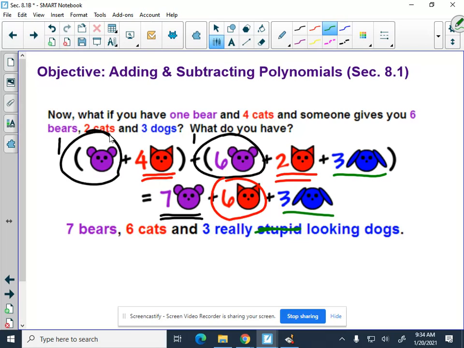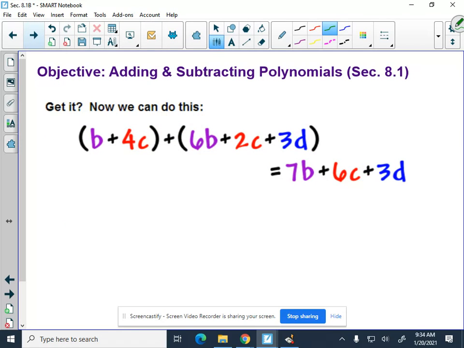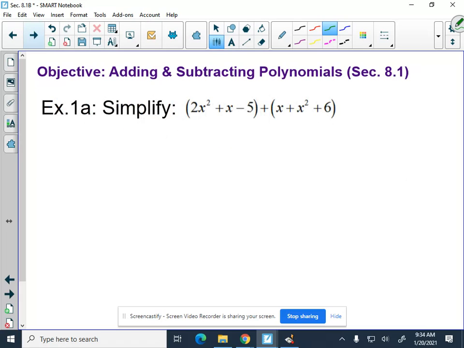But what we don't do is take 7 plus 6 plus 3 and say it's 16 bear-cat-dogs. Because we can't put them together, right? So we can only combine the ones that are the same. The same thing is true here. So when we're looking at this first example, what you want to identify is ones that are the same. And the way they're the same, look at their exponents.